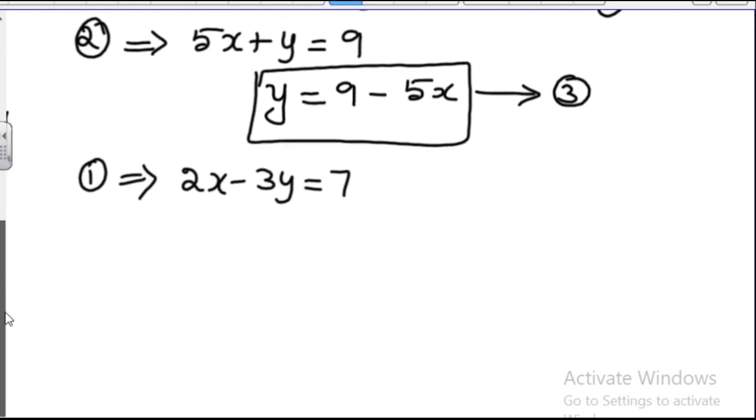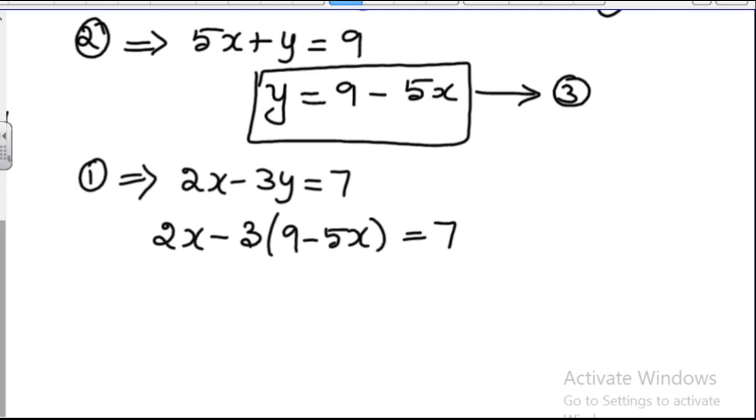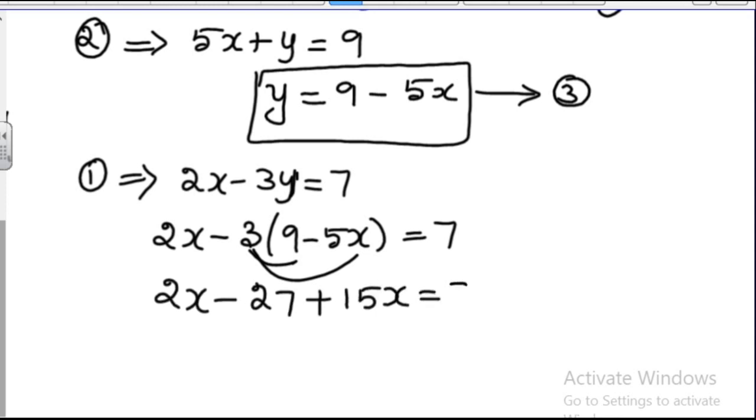In this equation you are going to apply that y value. What is that y value? 2x minus 3 times (9 minus 5x) is equal to 7. Now this equation has changed into one variable, then only we can find the values of the variable. That is easy. So you can multiply: 2x minus 3 nines are 27, then minus into minus is plus, 3 fives are 15x, is equal to 7.